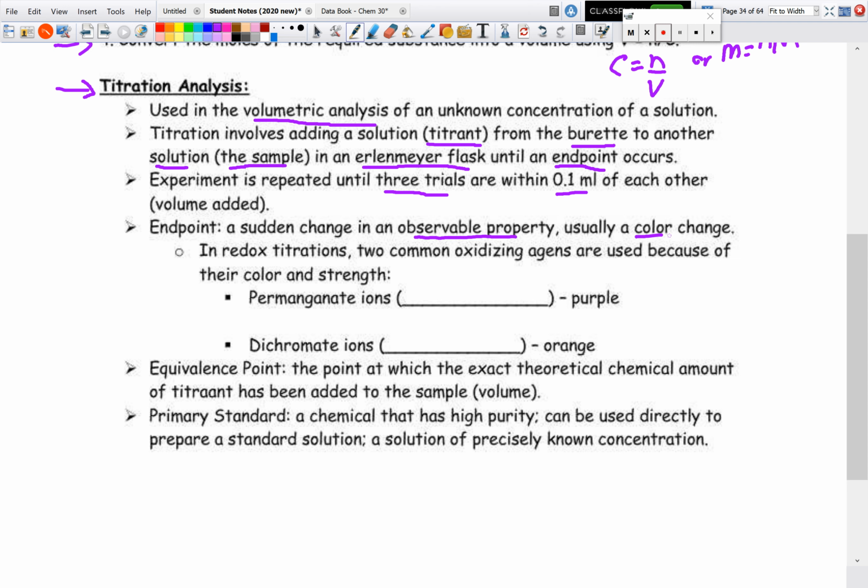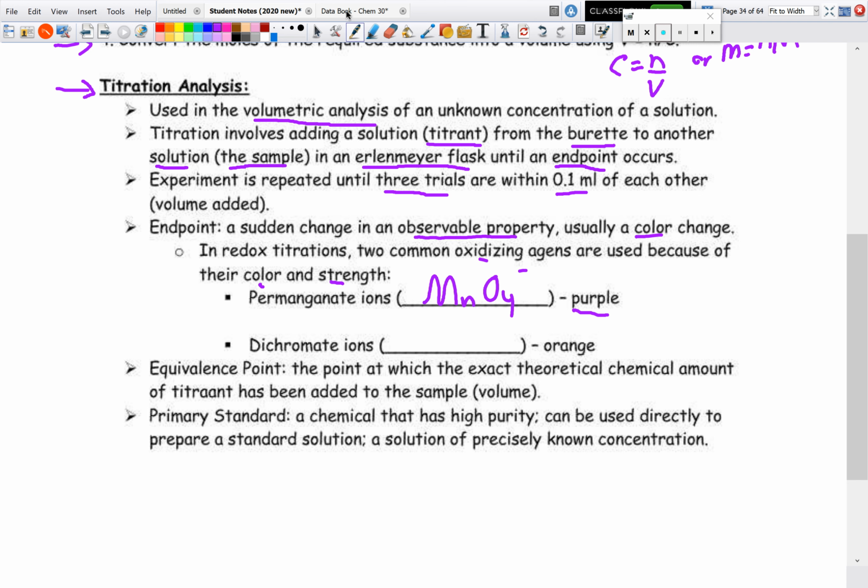Now for redox titrations, there are 2 common oxidizing agents we are going to use, and this is because of their strength and their color. So the first one is the permanganate ion, MnO4-, and this of course is purple. So we can see a direct color change if we add this really dark purple solution into a reaction and then the purple color disappears. Well, we know a reaction occurs, and then as soon as the purple color stays in solution, we know that the reaction's done.